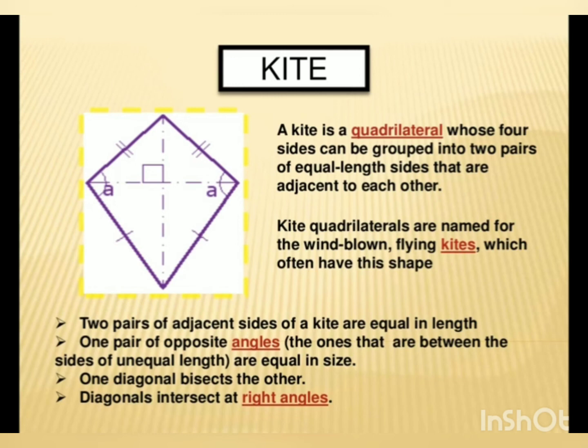So in this video we have learnt the properties related to square, rectangle, parallelogram, rhombus, trapezium and kite. By understanding these properties, we can solve the sums related to the properties of quadrilaterals.